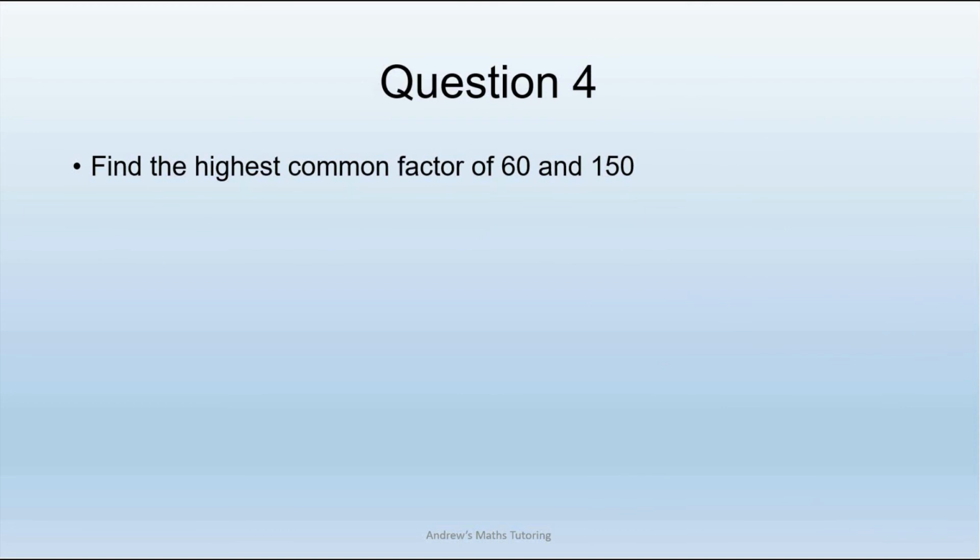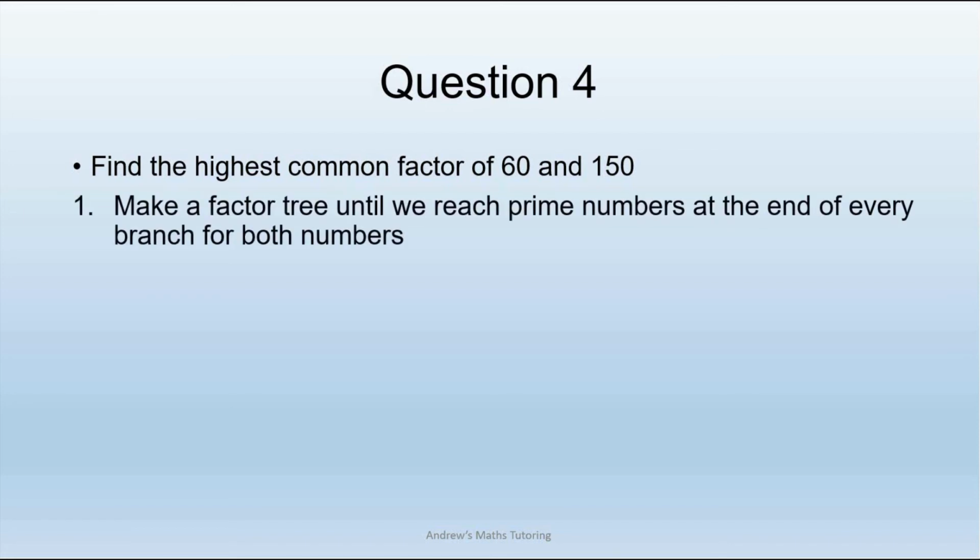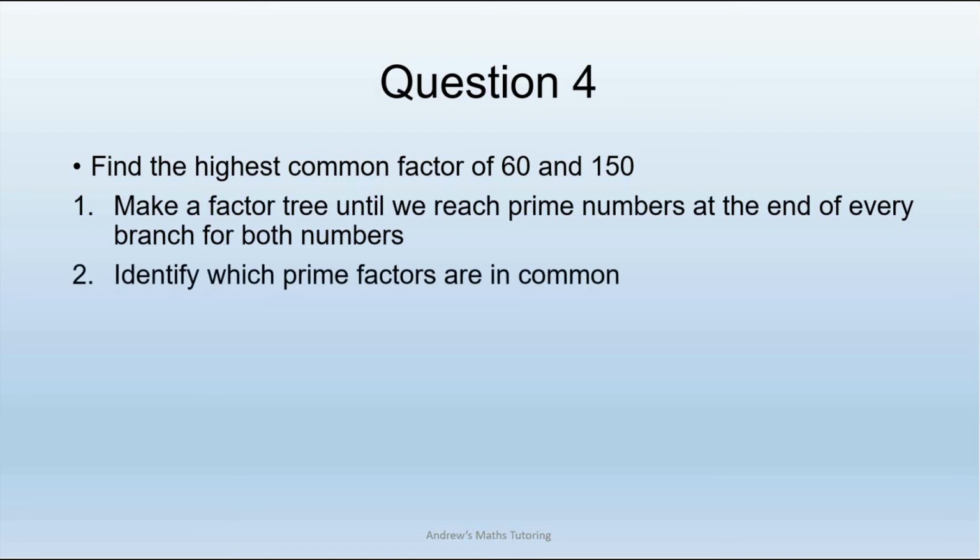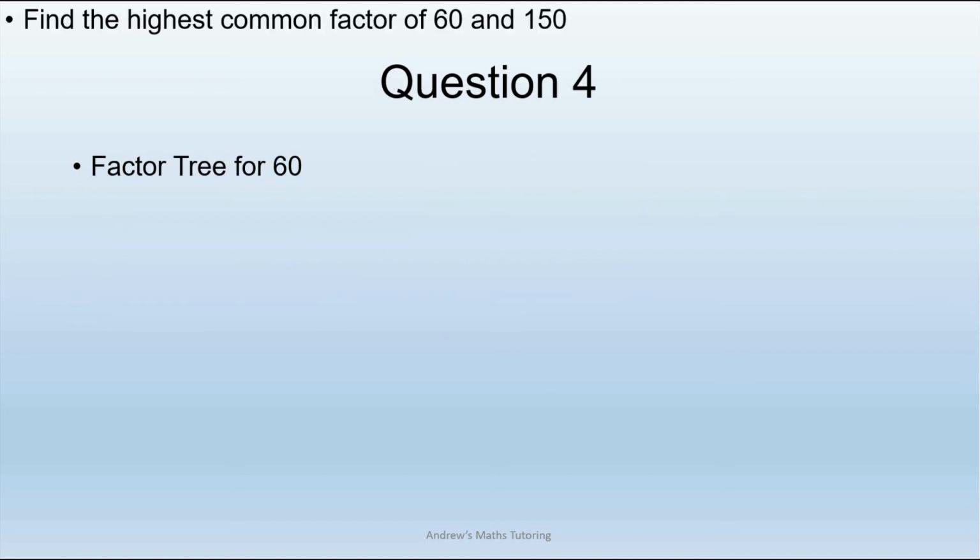Question 4 asked us to find the highest common factor of the number 60 and 150. Our first step is to make a factor tree until we reach prime numbers at the end of every branch for both numbers. We then want to identify which prime factors are in common. Once we've done that, we multiply the prime factors together. So let's go ahead at making our factor tree, first for the number 60.